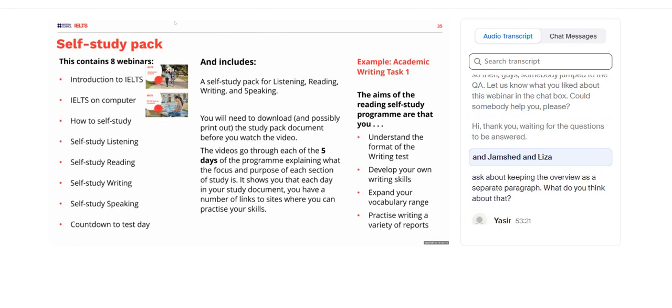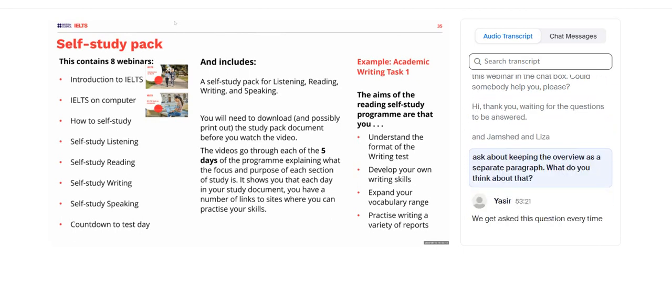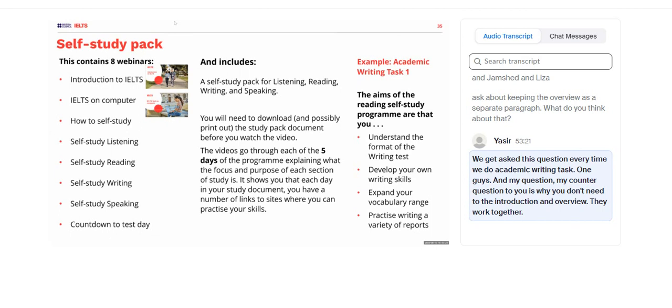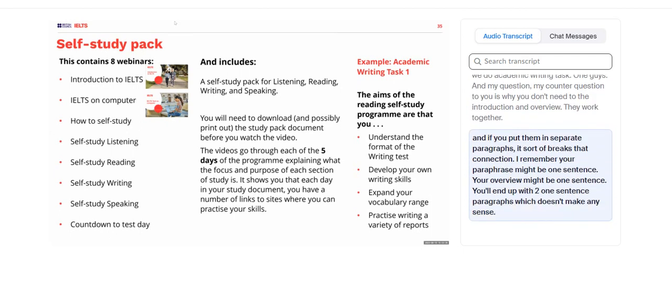Jamshid and Liza ask about keeping the overview as a separate paragraph. What do you think about that? We get asked this question every time we do academic writing task 1, guys. And my counter question to you is why? You don't need to. The introduction and overview work together. And if you put them in separate paragraphs, it sort of breaks that connection. Now remember, your paraphrase might be 1 sentence, your overview might be 1 sentence. You'll end up with 2 one-sentence paragraphs, which doesn't make any sense.